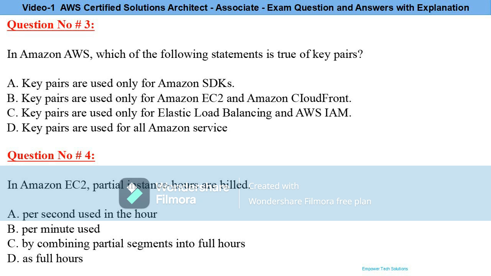The fourth question is: in Amazon EC2, partial instance hours are billed, for example, per second used in the hour, per minute used, or by combining partial segments into full hours. So the answer to the fourth question should be as full hours, because in the EC2 service, if you use it for a couple of seconds, they will charge you as a full hour.